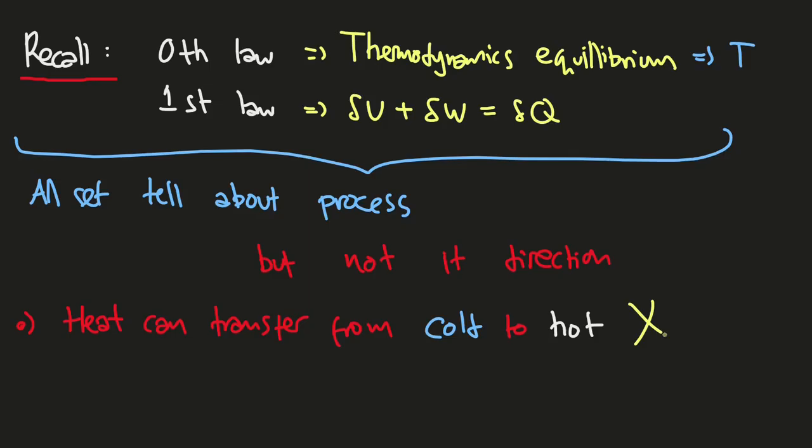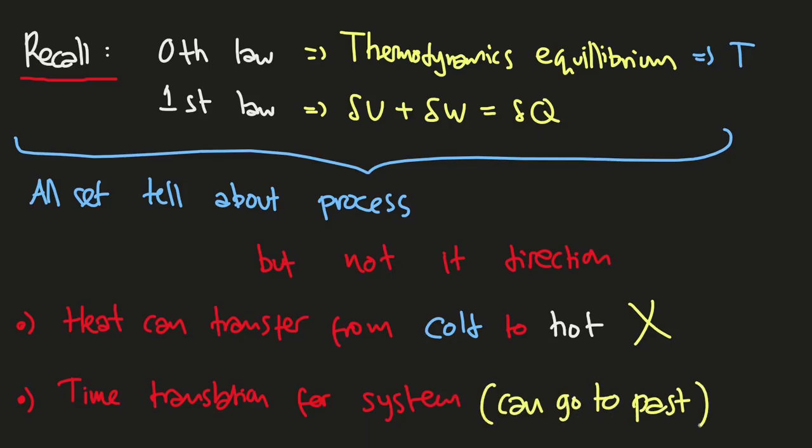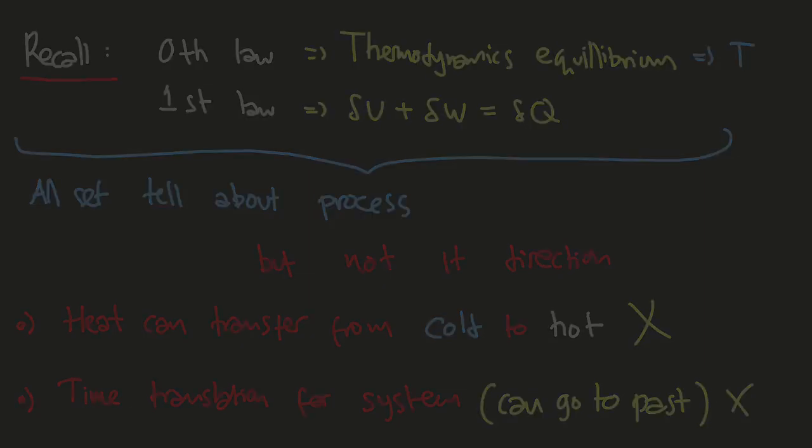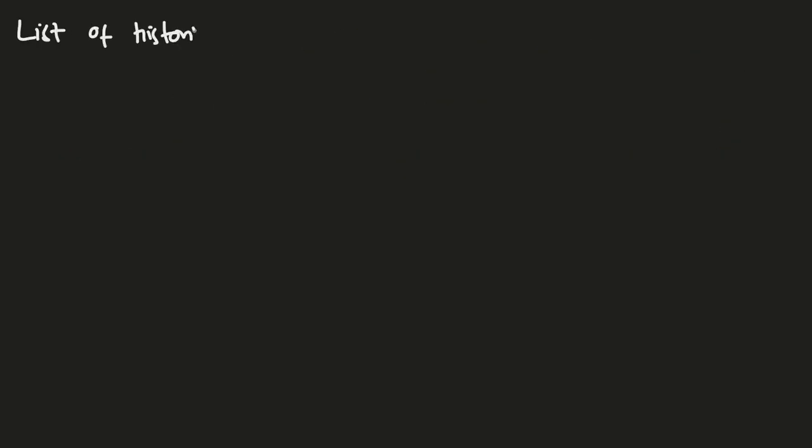And the next one is about time translation for the system, which by some kind of symmetry, means energy can go through to the past. Again, this contradicts experimental results. So, how do we fix these two problems? Here, let's go to the history that tells us how we solved this problem.